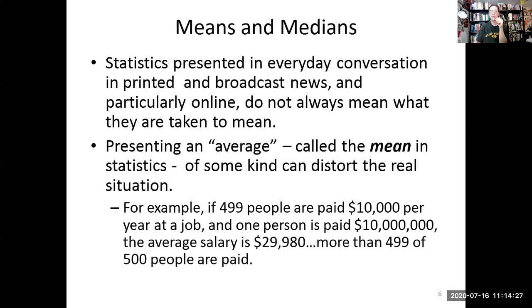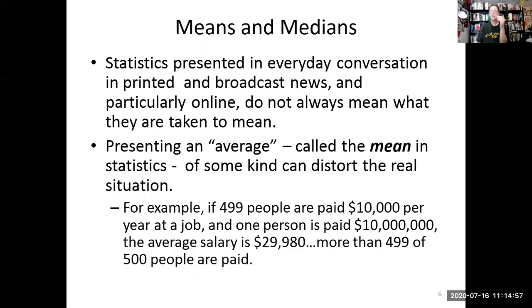You add up the number of cars, you divide by 10, that's your average. You've all done this before. But depending upon the distribution of the data, the average may distort what is actually going on. Many times in the media, and I'm going to show you an example in just a moment, they'll talk about an average when what they really mean is something called a median.